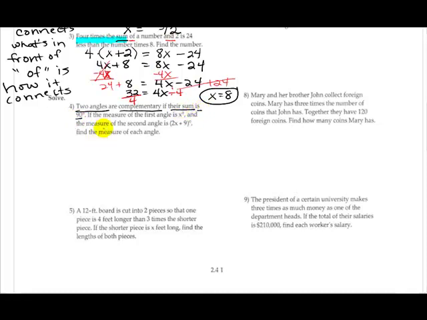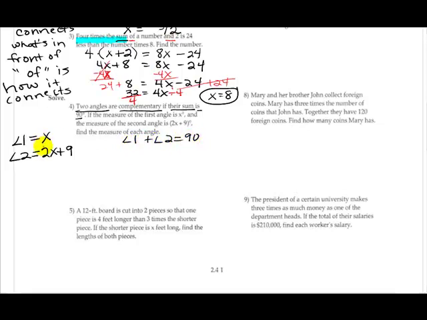So we have two angles. We've got angle 1, we're going to call that x, and angle 2, well, we're going to call both of them x because we can't. Then angle 2 is 2x plus 9. They tell us what it is. But we have to take angle 1 plus angle 2 equals 90. That's the sum of two angles is 90.